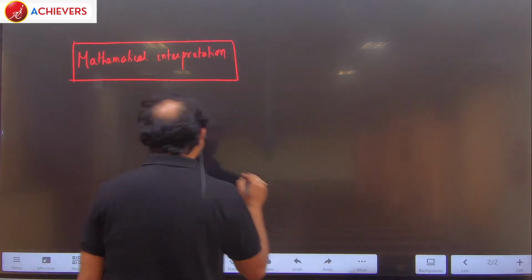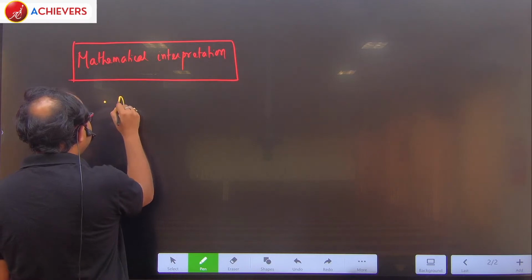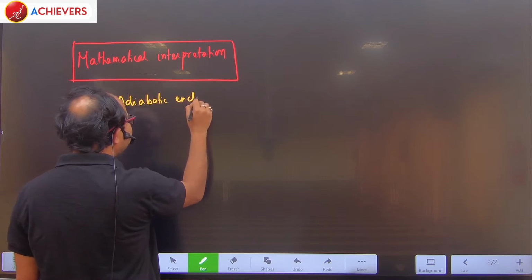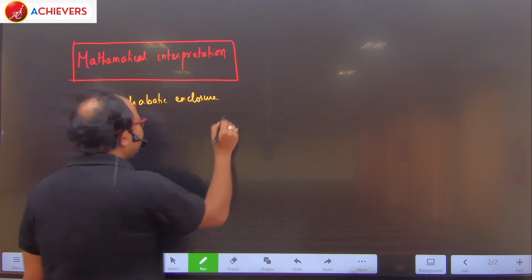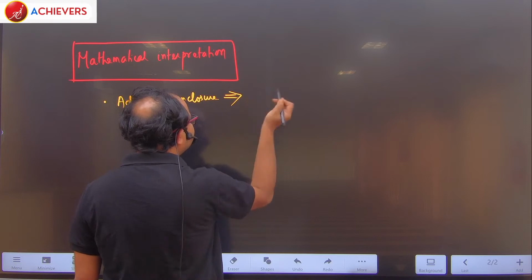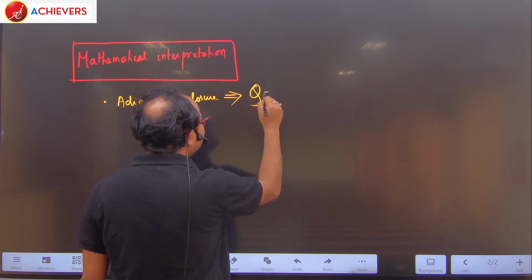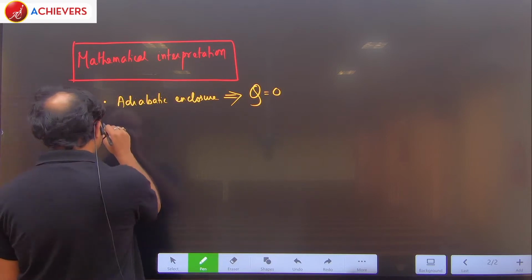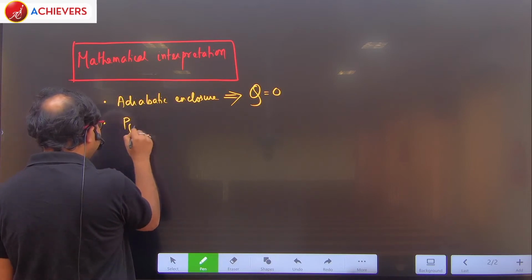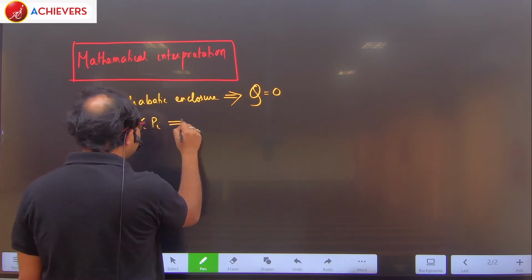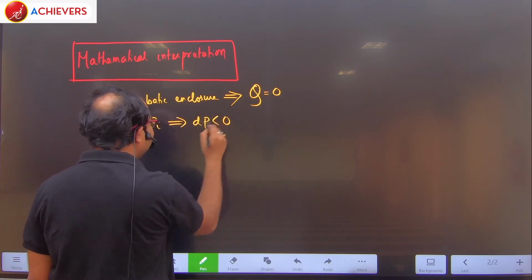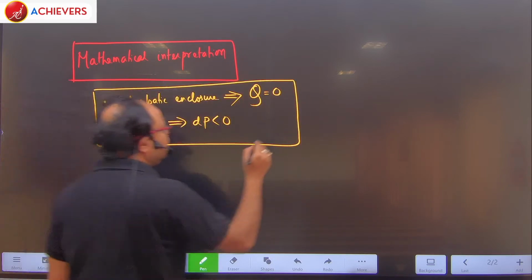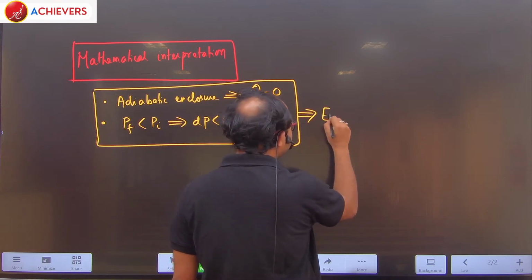So what conditions do you have? You have adiabatic enclosure, that makes Q equal to 0, and you have Pf less than Pi, that makes dP less than 0. So these are the essential conditions.